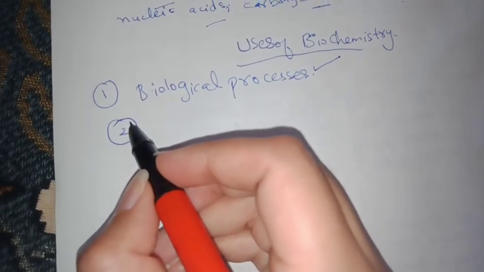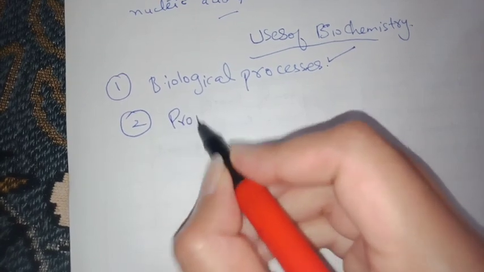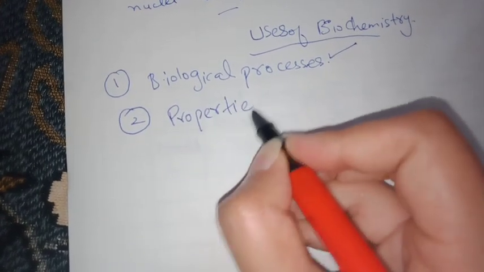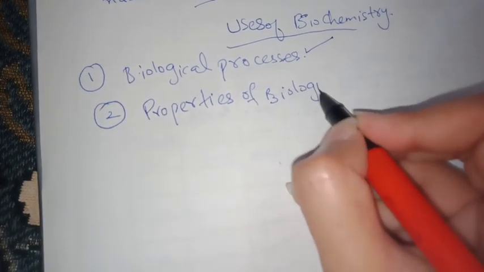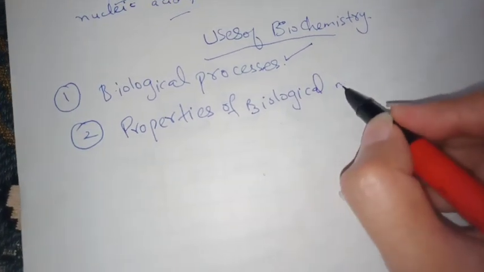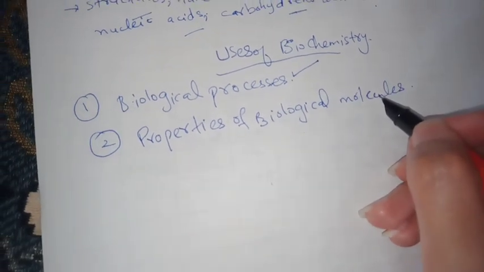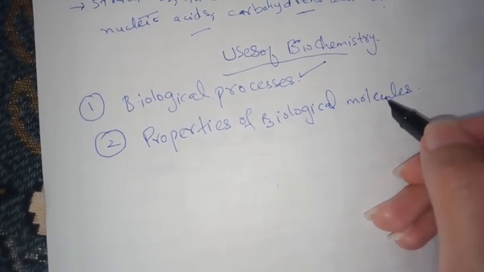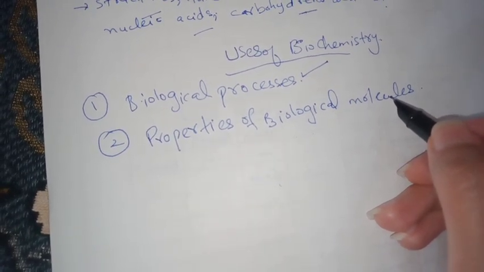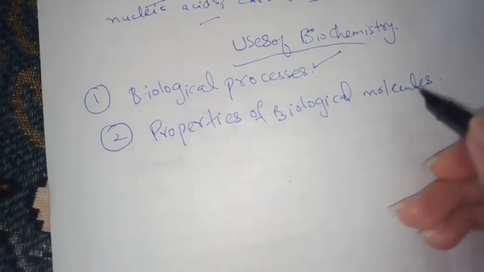Number two, biochemistry may be used to study the properties of biological molecules. We will study the properties of biological molecules in biochemistry. For example, a biochemist may study the characteristics of the keratin in hair so that a shampoo may be developed that enhances curliness or softness.